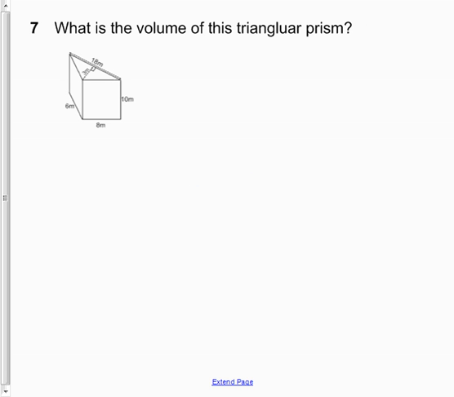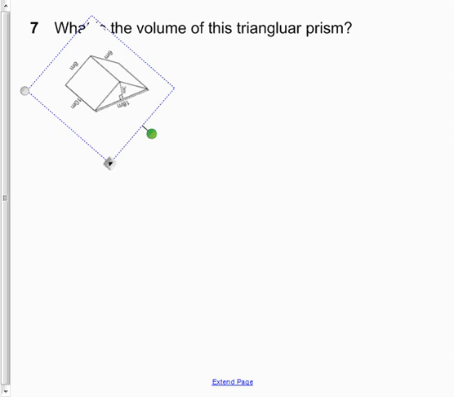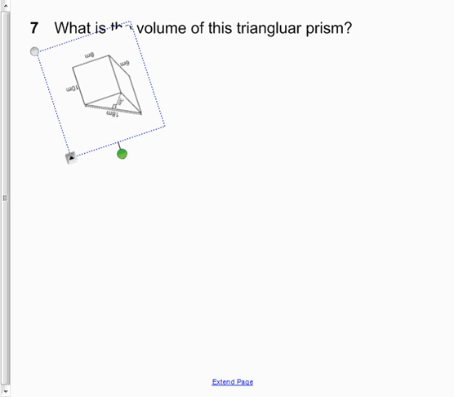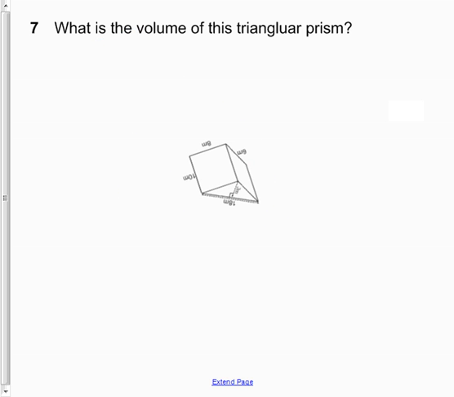Question 7, what's the volume of this triangular prism? A lot of people get this wrong. And what I'm going to do is rotate this. I'm going to change its orientation to make it a little bit easier maybe. So if I bring it down like that, I can now see this triangle a little bit better. The face is like this. And that's its base. So the base of any triangular prism is a triangle.